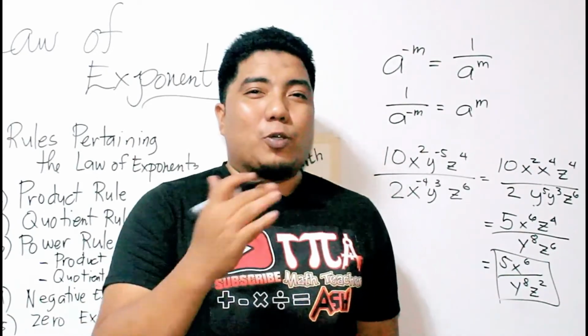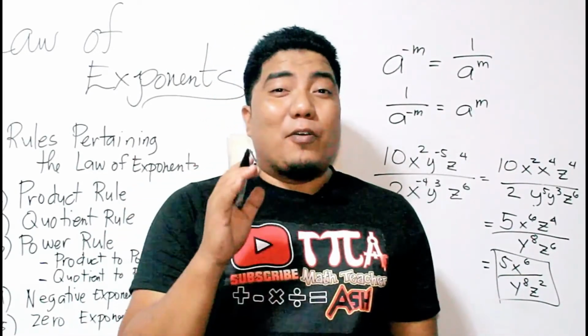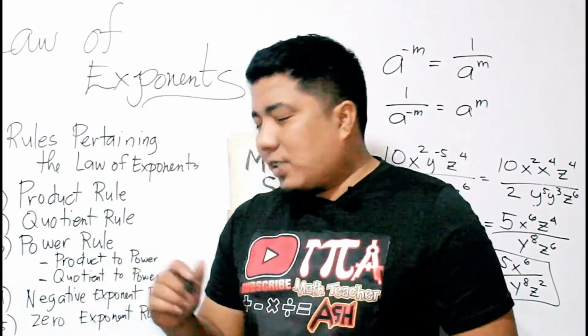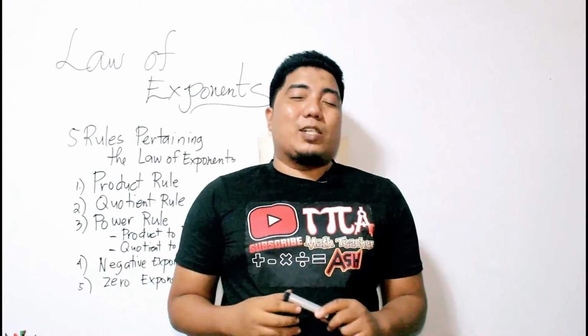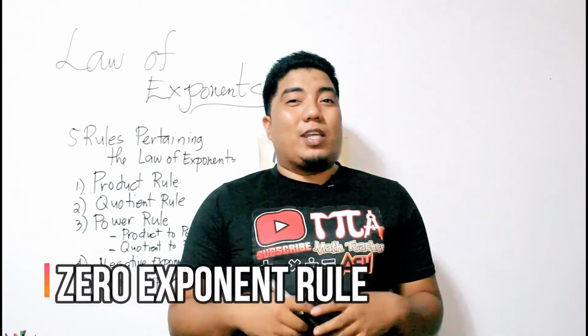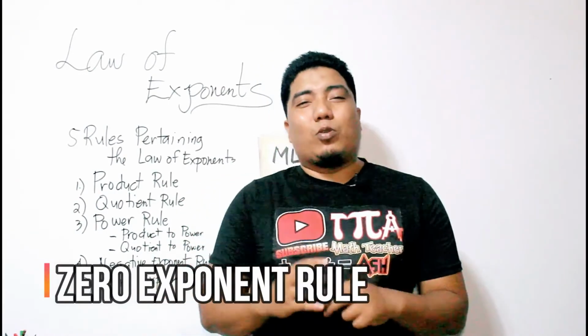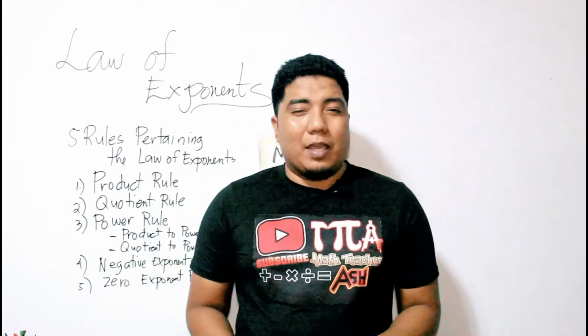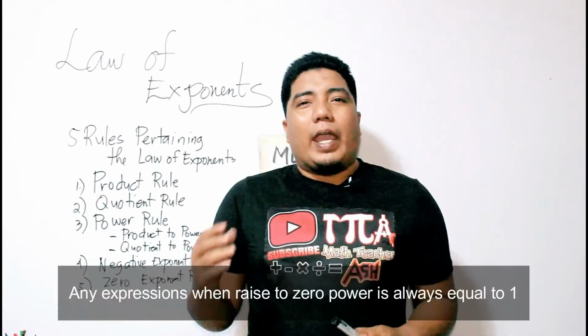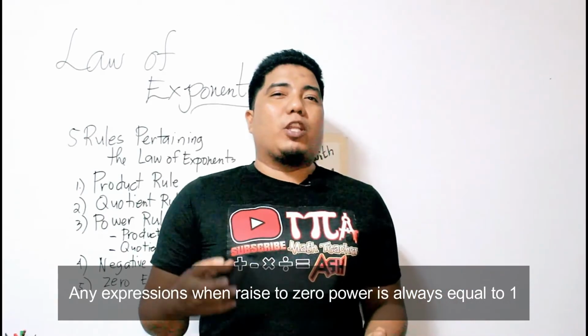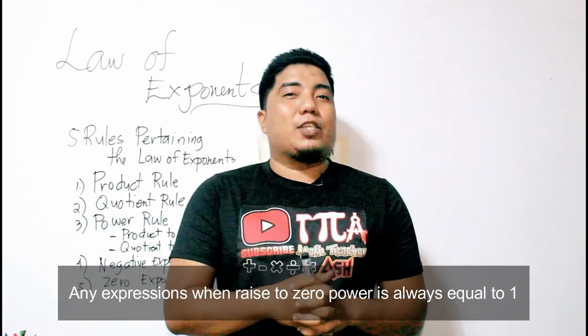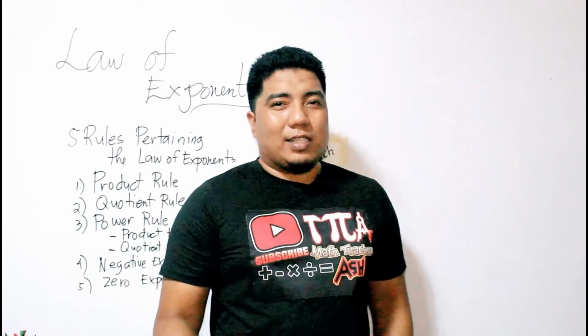Easy, right? So now let us go to our final rule, and that is the zero exponent rule. And now for the last but not the least rule, the zero exponent rule is considered to be the easiest rule among the exponents. Why? Because by definition, any number or expression or variable that has an exponent of 0, the resulting answer is equal to 1.